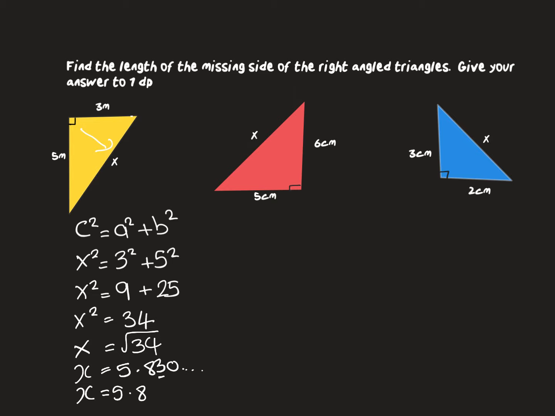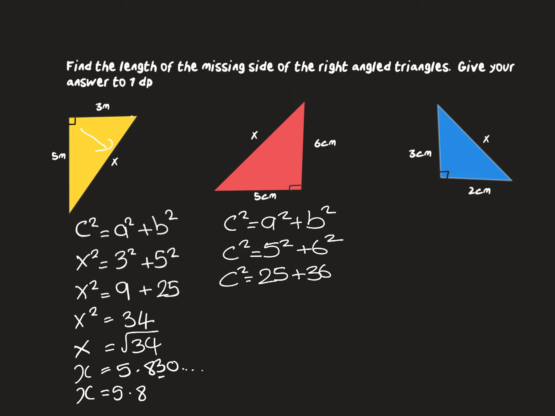Okay, so we'll move on to the red one now. So again, start off by writing out your equation. c squared is equal to a squared plus b squared. So our a in this case is 5 squared and our b is 6 squared. So c squared is equal to 25 plus 36. 5 fives are 25 and 6 sixes are 36. Then you're going to need to add those together to get your total. So 25 plus 36 gives you a total of 61.